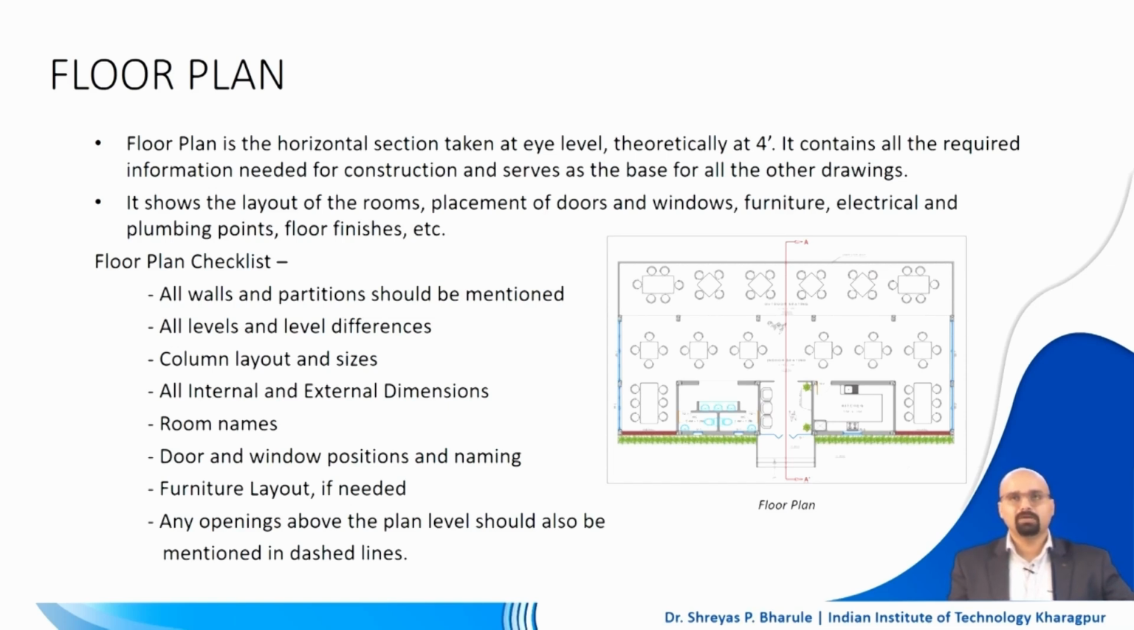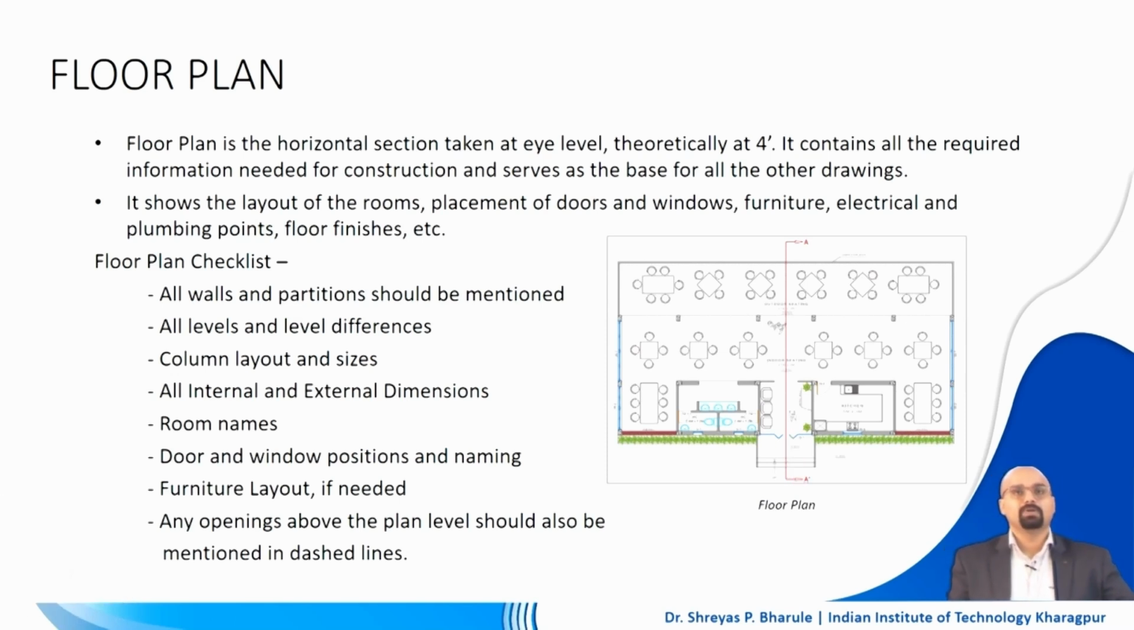All levels and all level differences. So in case like this, if you have an approach at which you have a gate, so you will have 3 steps. You are coming at the plinth level, so this level and this level and this level is to be mentioned. So you will be coming from one level to the other and then you will be going inside, right. So all of this is to be mentioned, right.